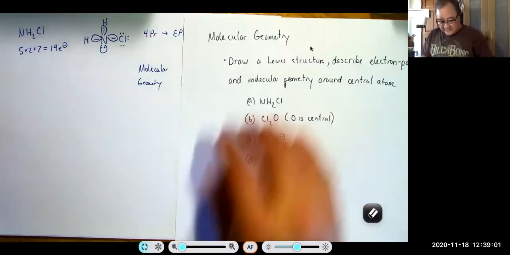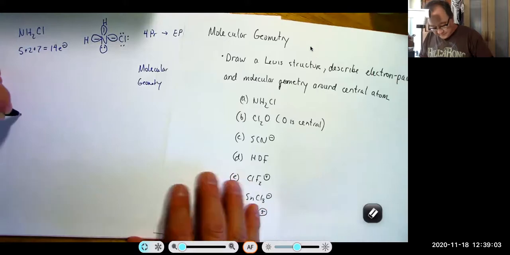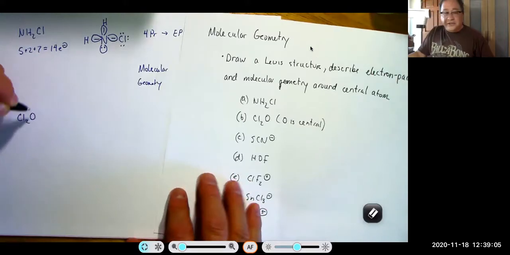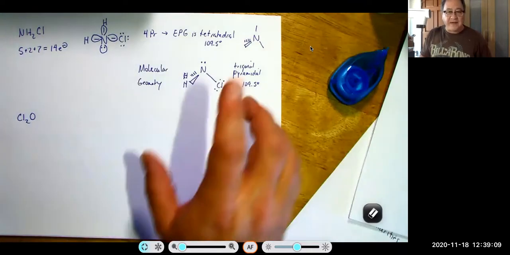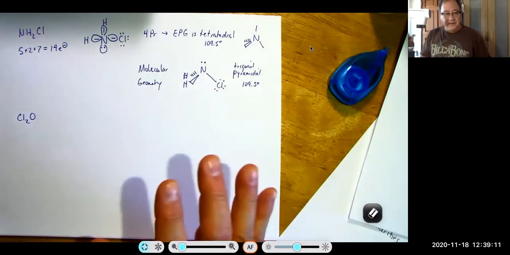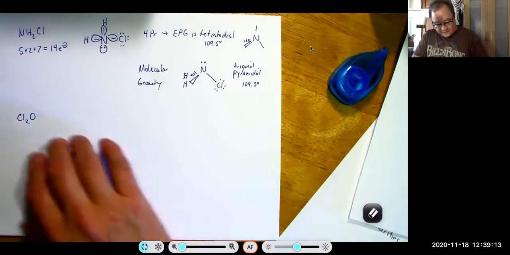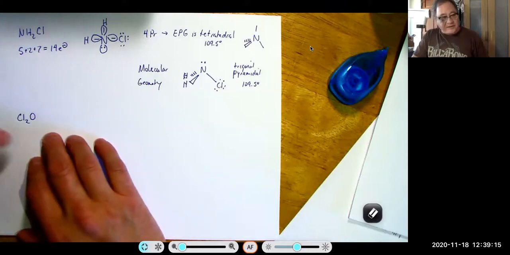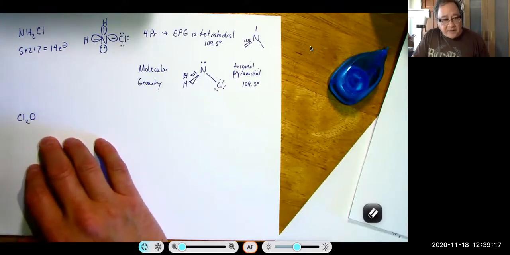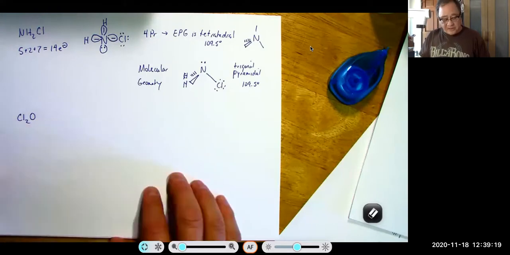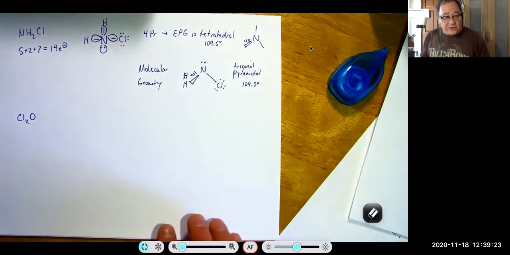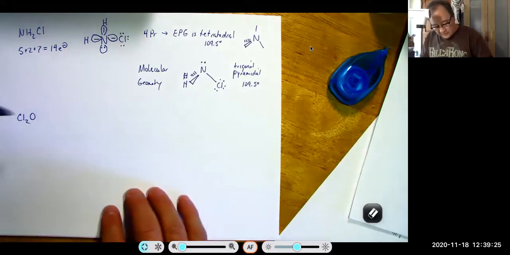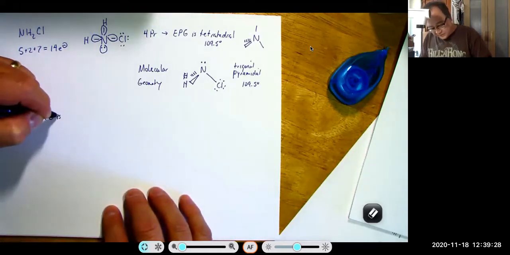Let's take a look at this molecule here. And honestly, on the exam, I'm not going to ask you to just describe it. I'm going to ask you to draw it. Okay? So let's take a look at this guy. We want to get the electron pair geometry and the molecular geometry. And they tell us that in this case, oxygen is central. Okay? O is central.